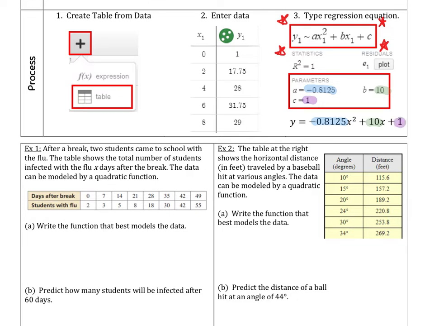Can we try a problem? Are we here today? Can we try a problem?